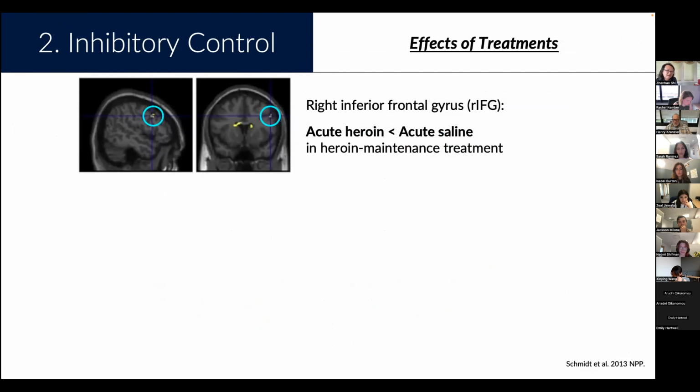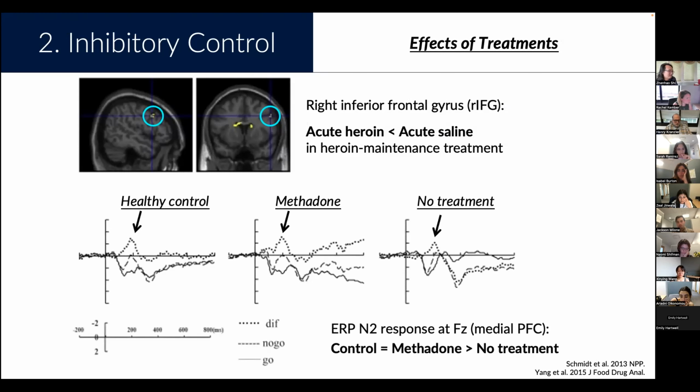In terms of treatment response, one study looked at heroin maintenance treatment, which is a kind of treatment that I know very little about, and they found that an acute dose of heroin reduces prefrontal activity during inhibitory control. There was also another EEG study comparing healthy controls, methadone-treated patients, and patients with no treatment. They found that the healthy controls and the methadone-treated patients were similar. They all have a pretty healthy N2 response during inhibition, but for patients who were not receiving treatment, the response was much smaller.